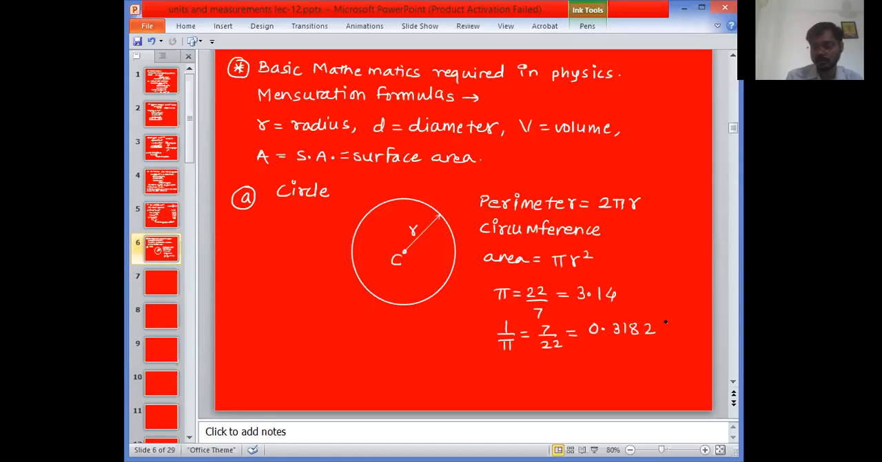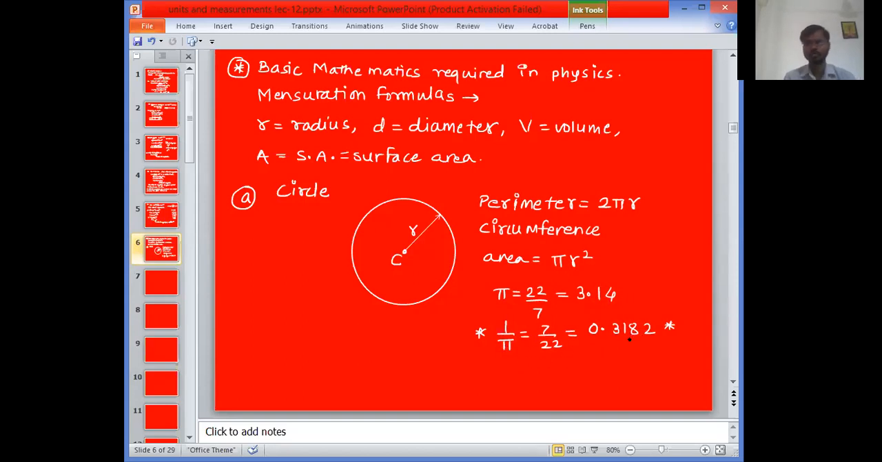Now, this is the additional thing. Most of us do not know the value of 1 upon pi. But now I have given this value to you, and you are going to remember it. This is going to be very useful for you in physics calculations. So 1 upon pi is 0.3182.